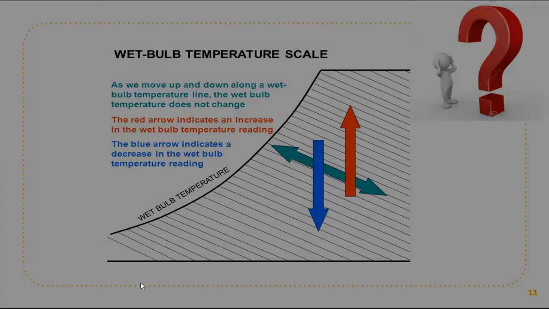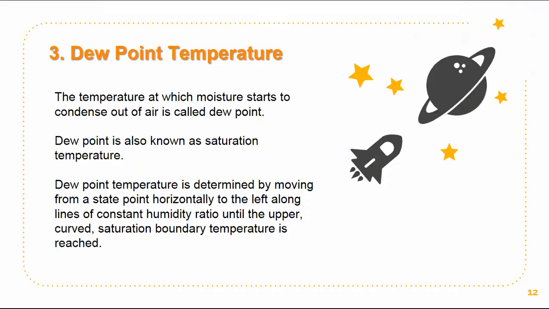Now, what about the dew point temperature? The temperature at which moisture starts to condense out of air is called its dew point temperature. When air is almost saturated with water vapor, the very first instance that you could see the formation of water droplets condensing, when you measure the temperature, that's already the dew point temperature.